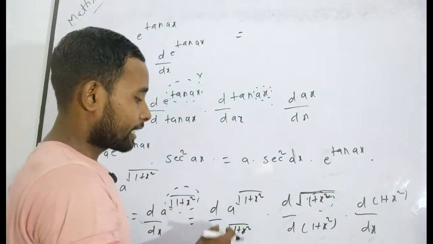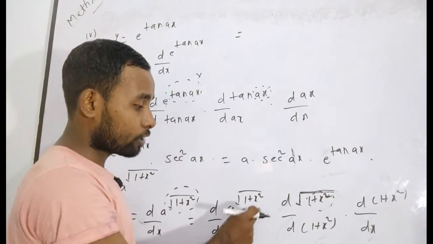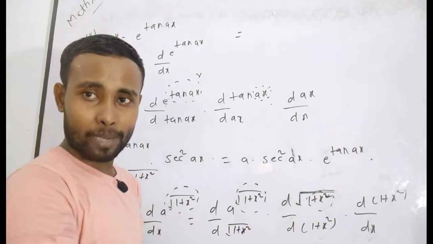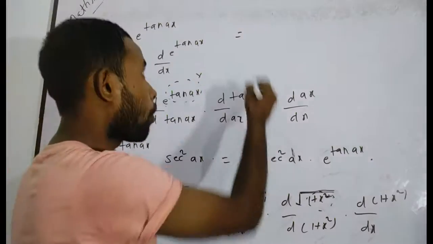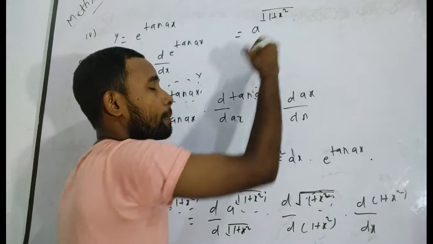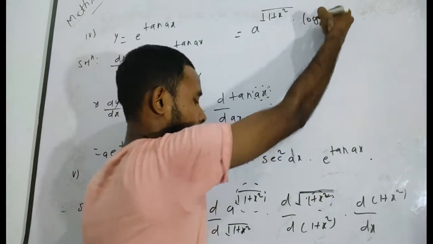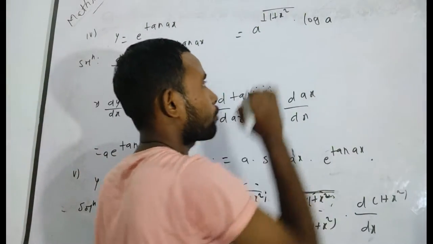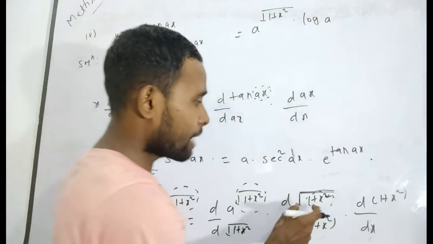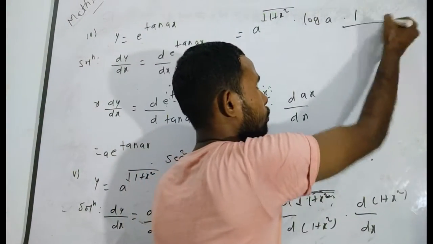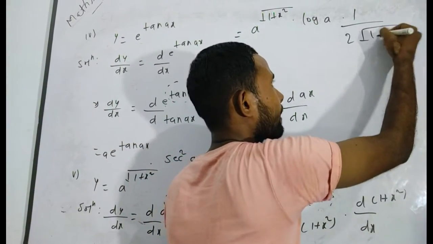Now see here, the derivative of a to the power, suppose that this term is a single term capital X. In that case, the derivative of a to the power capital X with respect to capital X will be a to the power capital X, that means a to the power root under 1 plus x square, into log a. Here you have to write log a, and the derivative of root 1 plus x square with respect to 1 plus x square will be 1 upon 2 root under 1 plus x square.